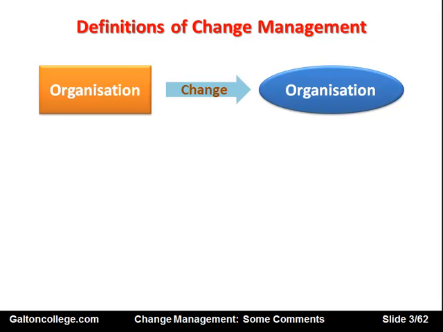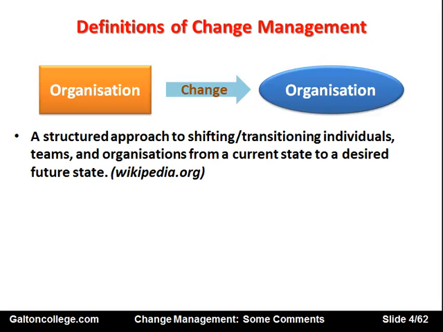And this is quite straightforward, but essentially what we've got is an organization, and the organization changes to a different organization. So pictorially I've represented one here as a rectangle which changes into an ellipse. But it's the process of change. It's moving from one type of organization to the other, which represents the change. Now, a structured approach to shifting or transitioning individuals, teams and organizations from a current state to a desired future state. That's the definition on Wikipedia.